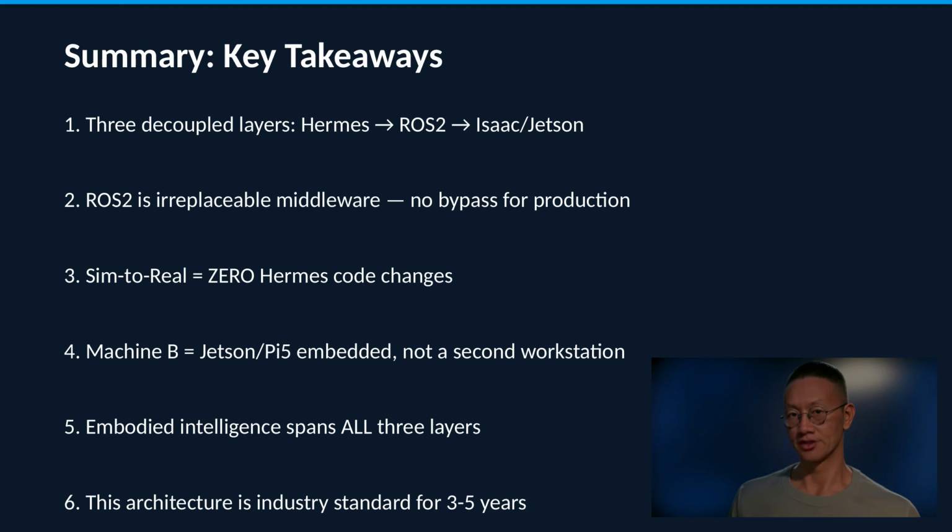4. Machine B should be a Jetson or Pi 5 embedded device. 5. Embodied intelligence spans all 3 layers. 6. This layered architecture is the industry standard for the next 3 to 5 years.